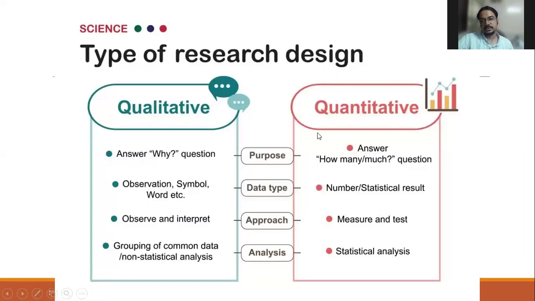So, the major difference between quantitative and qualitative study design. The purpose of the qualitative will answer the question why. In quantitative, the question includes how much or how many. The type of data used in qualitative is observation, symbols, words. In quantitative, we have numbers and statistical results. The approach used for qualitative includes observe and interpret, and in quantitative, we will measure and test.